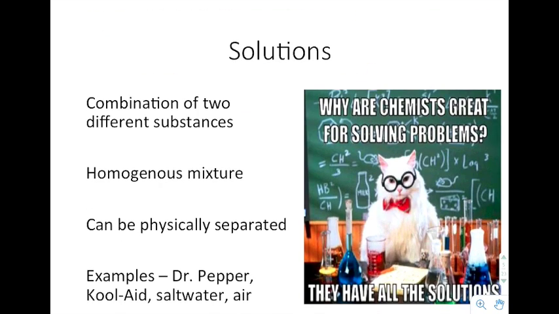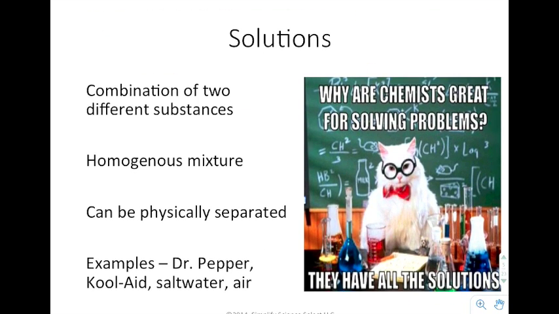So, to explore, a solution is a combination of two different substances. Generally, a solution is considered to be a homogeneous mixture, which remember means that it's the same throughout. So if you take a sample here and a sample here and a sample here, they're going to be identical. Okay, a solution can be physically separated.